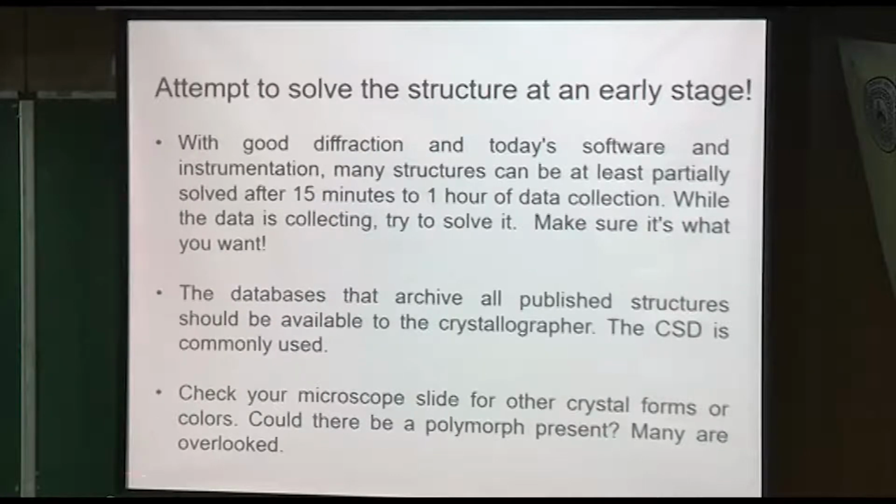And polymorphs are lots of fun. It's interesting to see if there is a polymorph. And many times you get a structure and you think, okay, that's it, I'm happy, I'm done. But if you go back and look at the slide, you might see a different habit. You know, there's plates as well as needles, or there's a different color. So maybe it's a minor product, but it's still interesting to see what else might be there. It might tell you something about your synthesis even. So don't overlook what's on the slide.